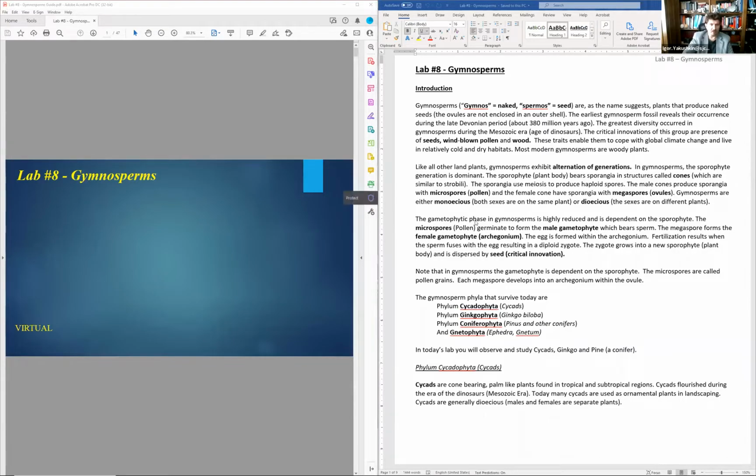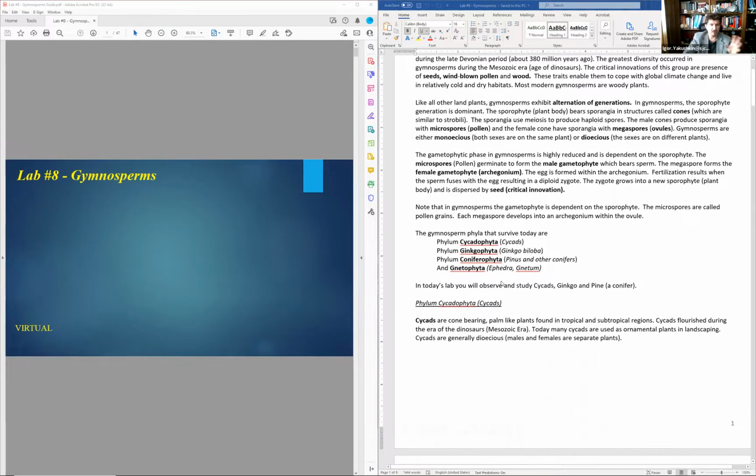Lab number 8, talking about the gymnosperms. So we are looking at the vascular plants, but those particular vascular plants now have seeds, comparatively to the ferns, which were seedless. So in this particular case, we're talking about several major phyla or divisions.